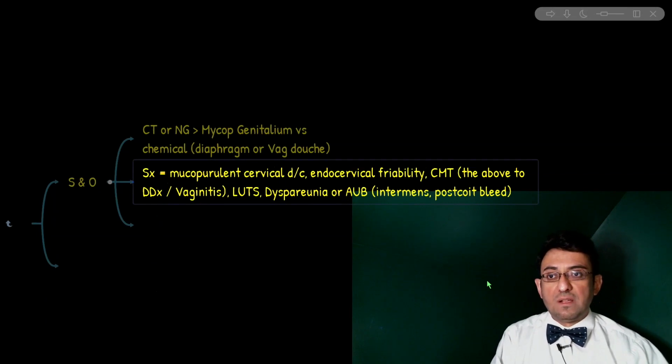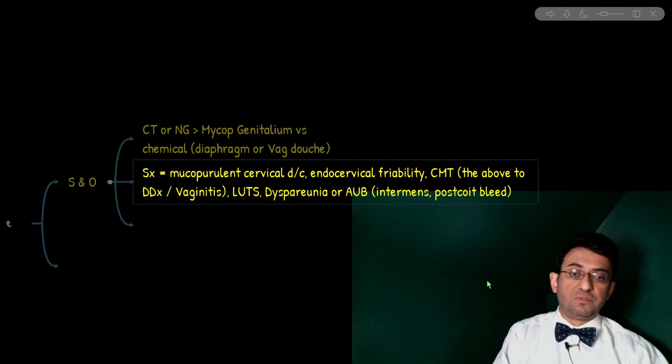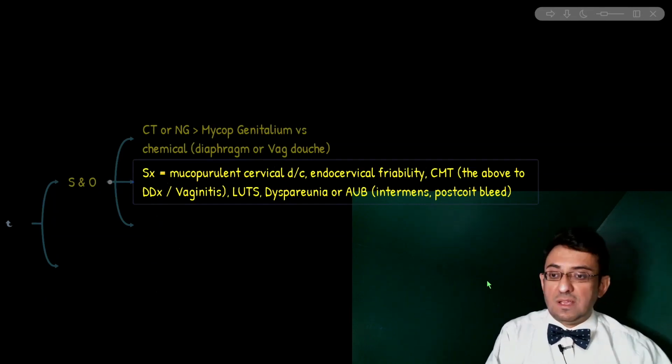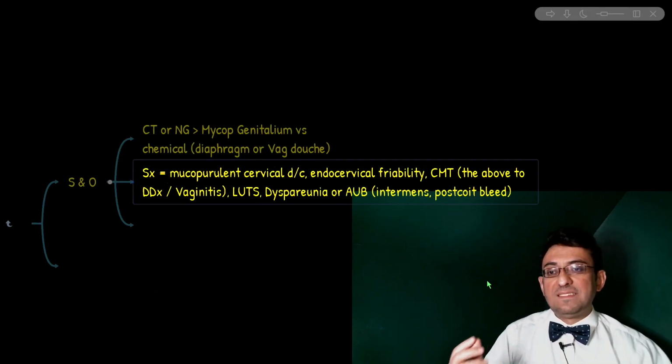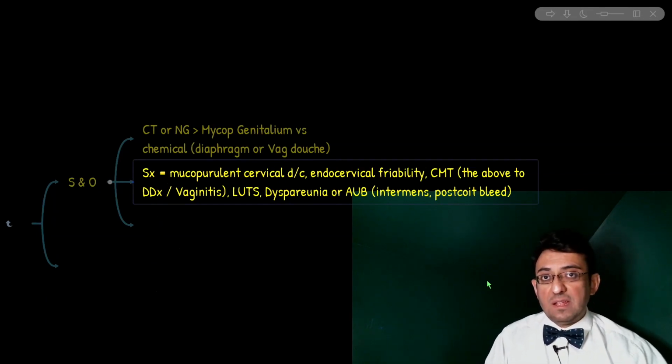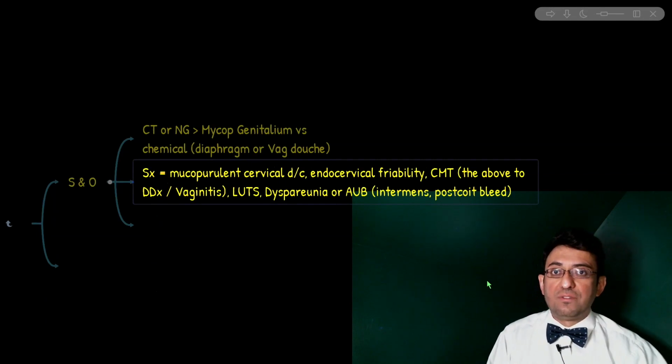Another important finding of cervicitis is the presence of endocervical friability, or friable cervix. What is it? It's a cervix that bleeds easily upon contact, for example, when touched with a cotton applicator. A third finding that kind of overlaps with PID, so we need to be careful about that, is the possible presence of chandelier sign, the cervical motion tenderness.